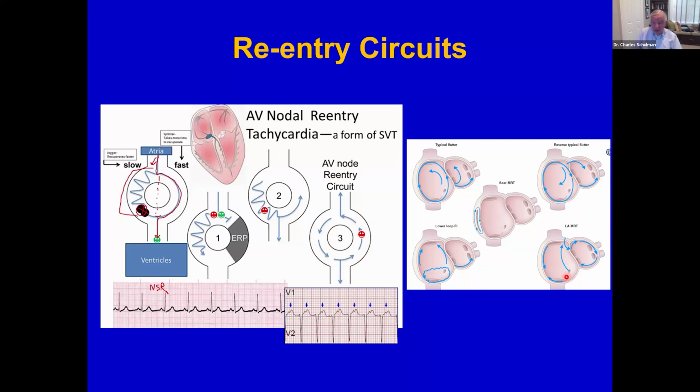Now, this can occur in many settings. It can occur in the atrium. It can occur around a scar. This shows a scar in the atrium, but reentry occurs in the ventricles, particularly during ischemia, setting off ventricular tachycardias, or typical atrial flutter is a reentry mechanism.